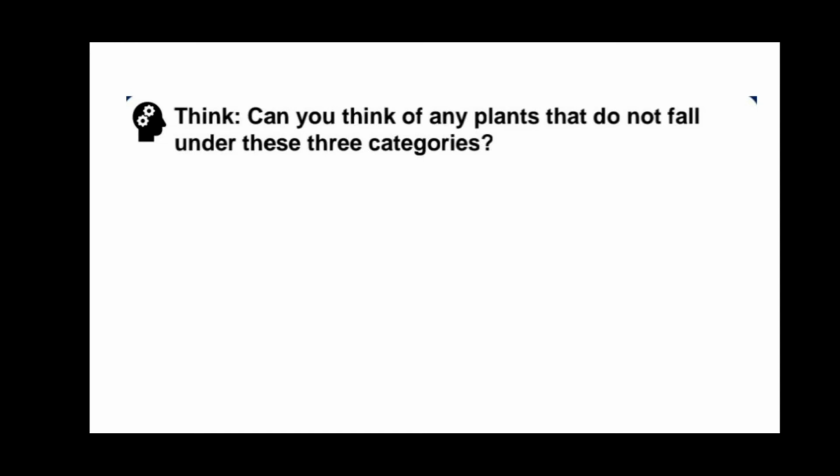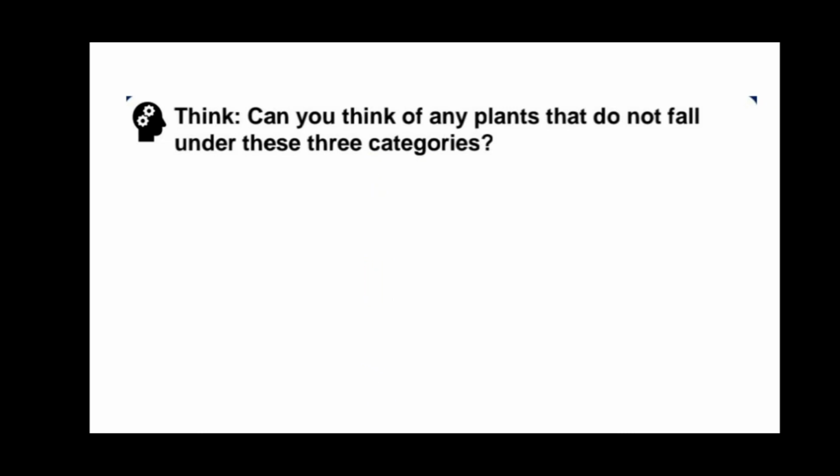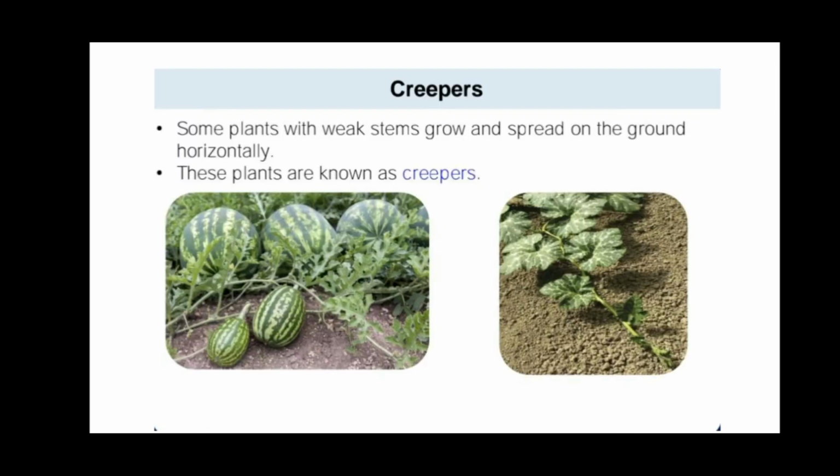Suppose in the examination they ask any differentiation, that time it will be very helpful. Can you think of any plants that do not fall under these categories? What categories have we discussed? Herbs, shrubs and the trees. But other than these types of plants, can you tell other categories? Is it possible? Yes, it is possible.